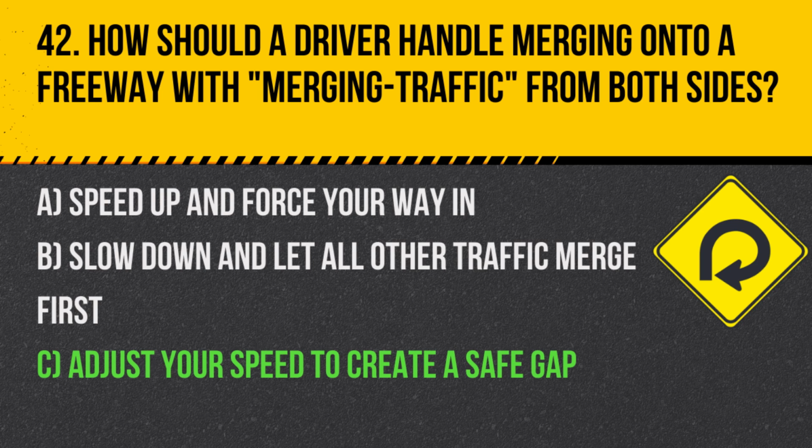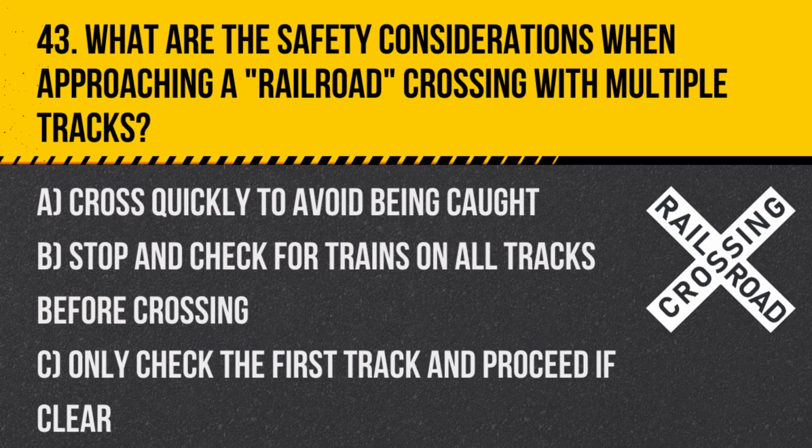Answer C. Adjust your speed to create a safe gap. This helps maintain a smooth flow of traffic. Question 43. What are the safety considerations when approaching a railroad crossing with multiple tracks?